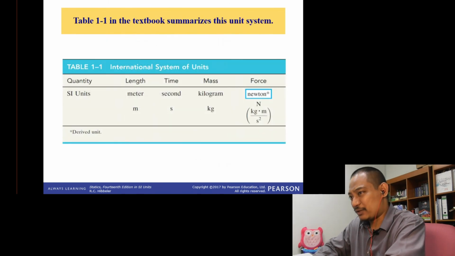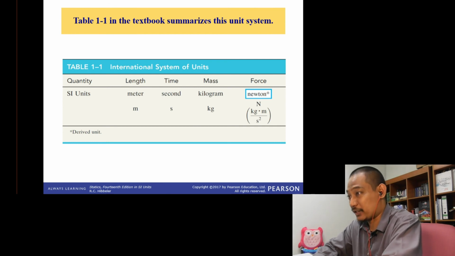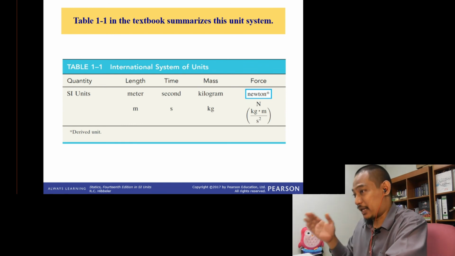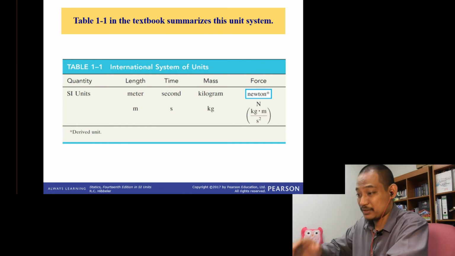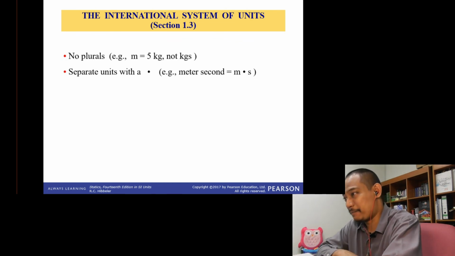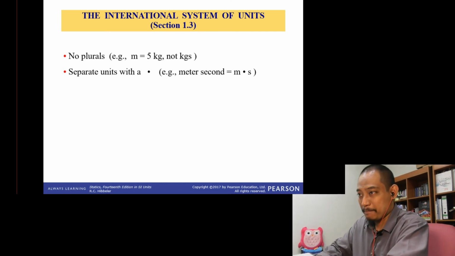In terms of units, length is meter, time is second, mass is kilogram, and force is Newton, and Newton equals kilogram meter per second squared. Of course, that is derived from F equals m a. m is kilogram, a is meter per second squared, so you multiply to get kilogram meter per second squared. This is a basic thing that you should know already. There's no plural. It's not like 1 kilogram, 5 kilograms. No, it doesn't work like that.